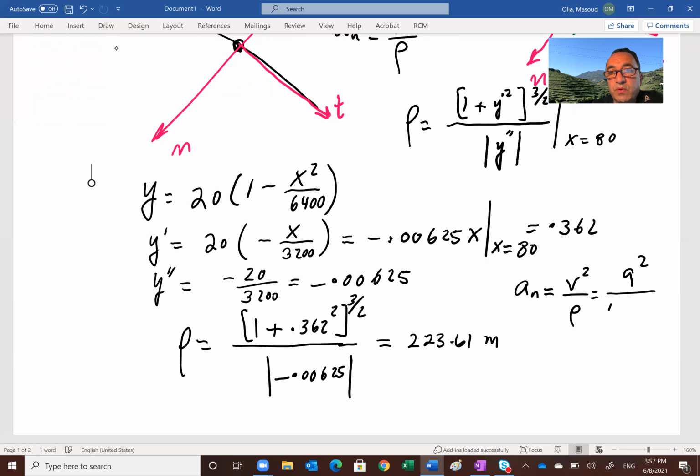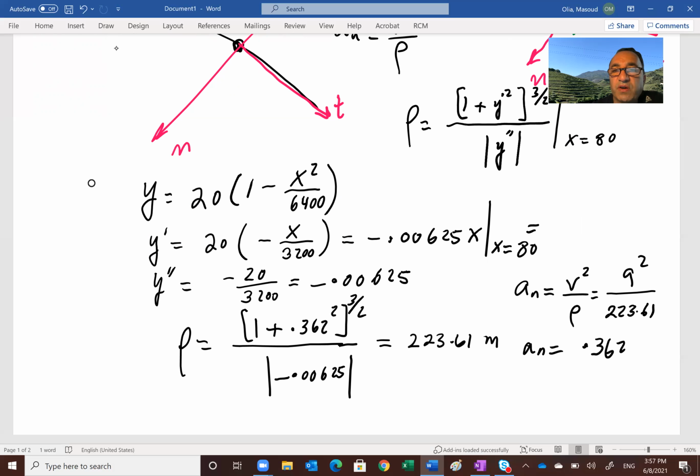And then you can go ahead and find the normal acceleration, which is v squared over rho, which is 9 squared divided by this. So the car has a very small normal acceleration, which is about 0.362. Hold on a second. I guess I didn't do this right. I mixed up my numbers here. Let's see.